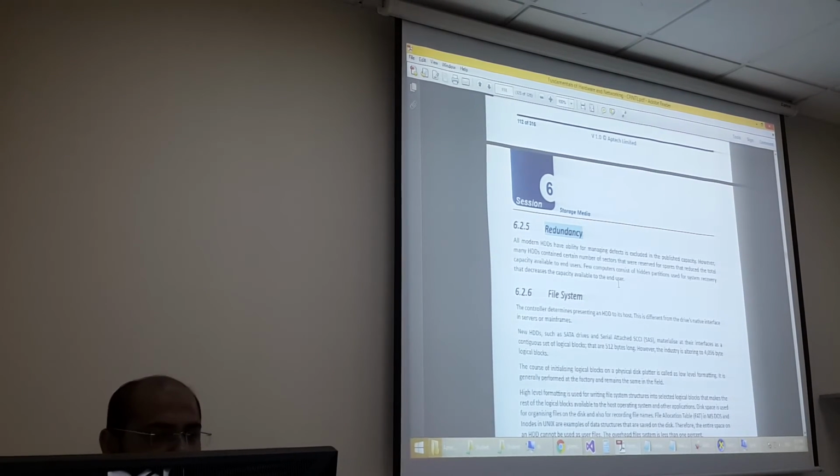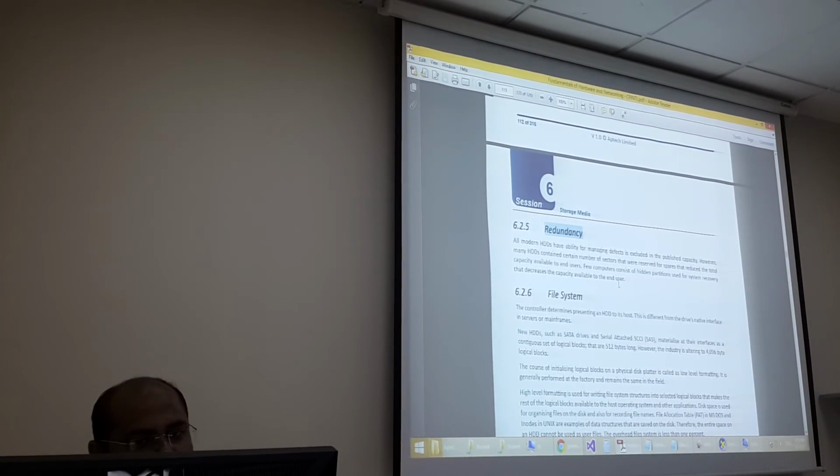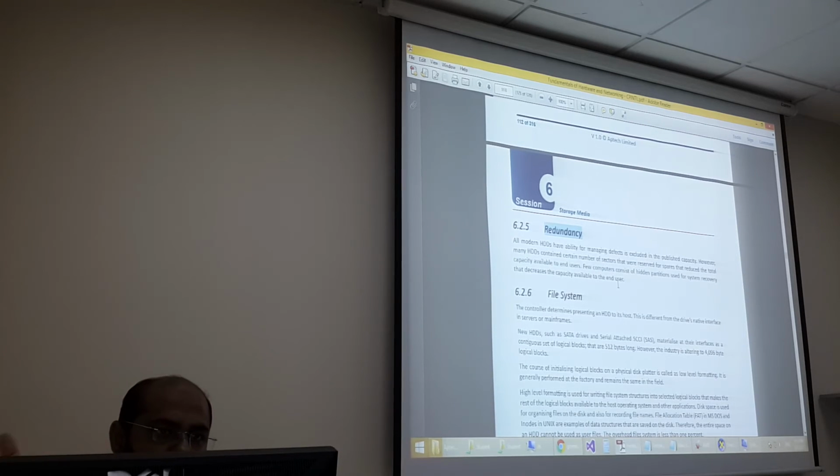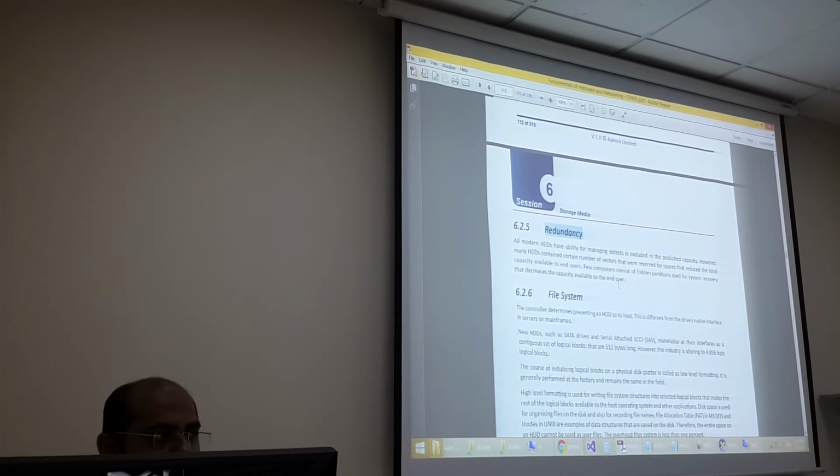You are afraid that your disk will fail, so what do you do? You put a redundant disk, another disk, a backup disk. It will not do anything, it will stand as a backup. Stand as a backup means whatever data you put in disk 1 will be copied to disk 2. It will be synchronized all the time. So anytime you lose one disk, you have the other disk.